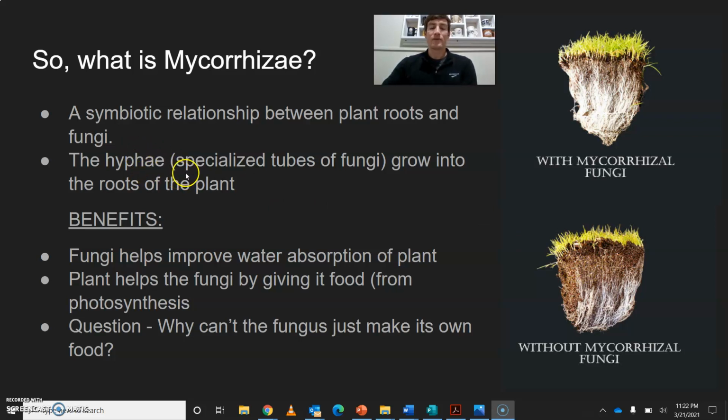Hyphae are the specialized fungal tubes that help a fungus to actually absorb food, and the hyphae are going to be used to attach into the roots of the plant. The reason why this is so helpful is because fungi actually will help to absorb more water for the plant, and then the plant is in return going to give the fungi food. And the question is, why can't the fungus just make its own food? Well, hopefully you know that a fungus is a heterotroph, and therefore they need to obtain food from something else.